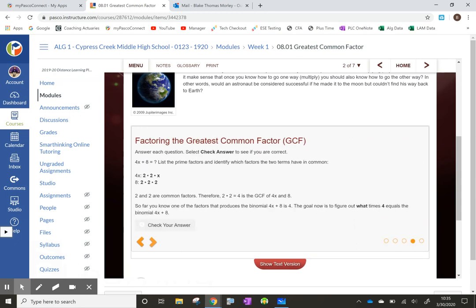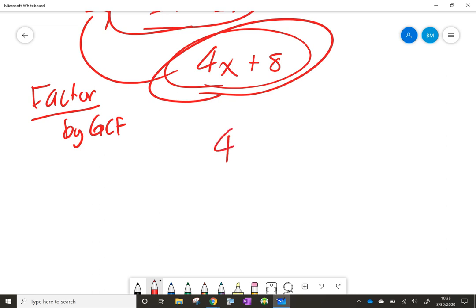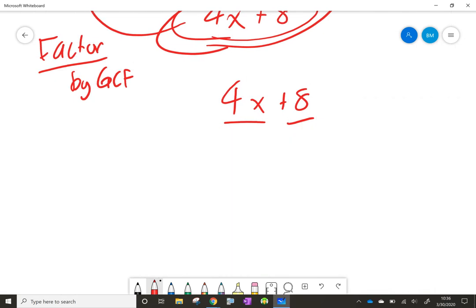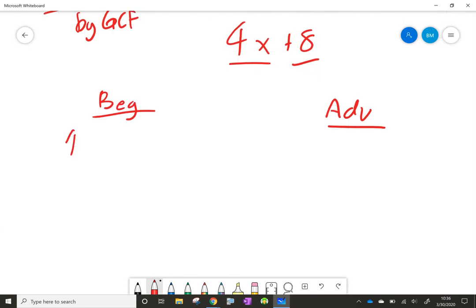All right, so let's do the math here, right? So how do I go from 4x plus 8? How do I turn this back into 4 parentheses x plus 2? How do I do that, right? So here's our approach. We look at the two terms. We have 4x and we have 8. And again, I'll try the beginner approach and I'll try the advanced approach. Okay. So the beginner approach is we look at both terms individually, 4x and 8. And we make a factoring tree.